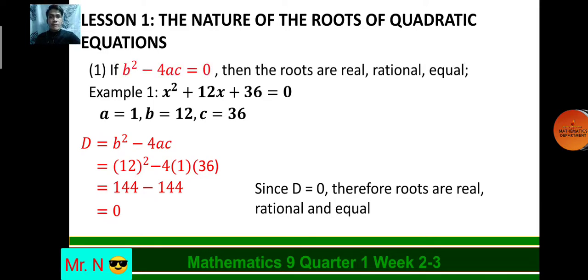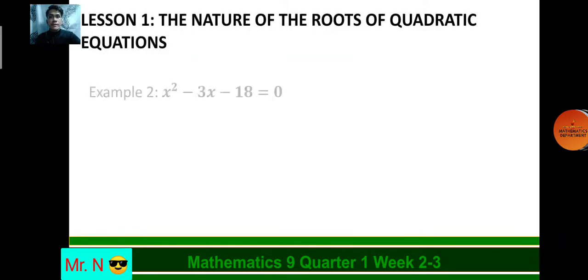Let's have second example. Example 2. X squared minus 3x minus 18 equal to 0. Naka-standard ba yan? Yes. Now, let's identify the values of A, B, and C. The value of A is 1. The value of B is negative 3. The value of C is negative 18.